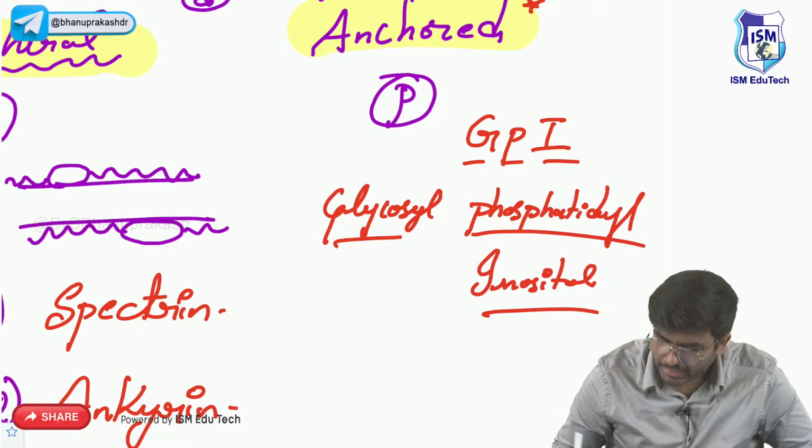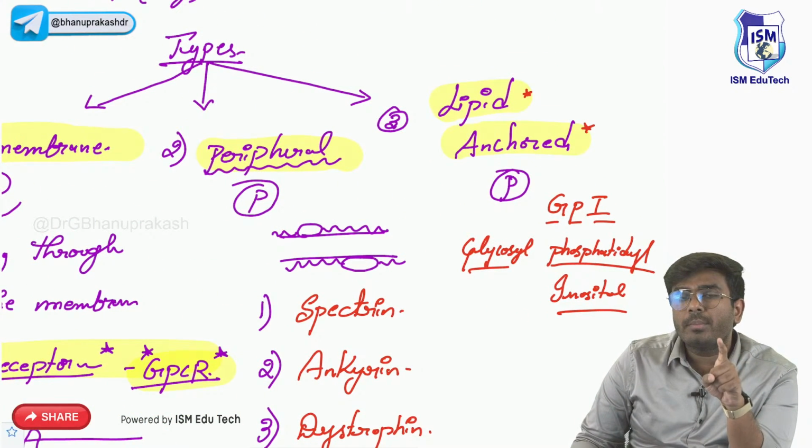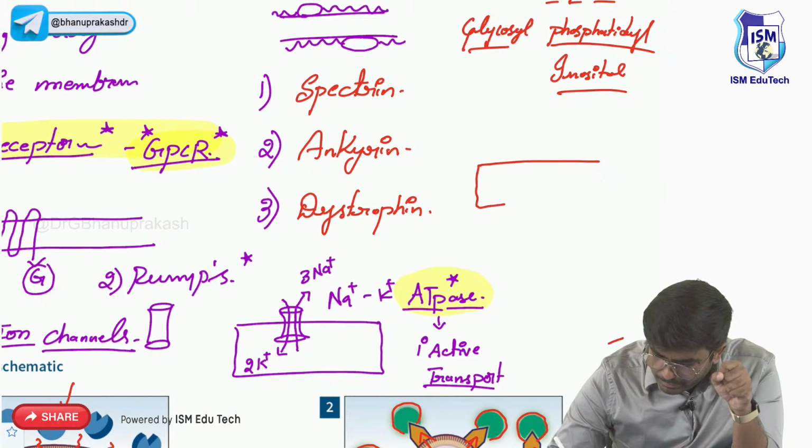Okay, glycosyl phosphatidyl inositol, GPI. GPI is a lipid anchored protein. I ask you to remember. Have you just seen? Have you remembered? See, this is the cell membrane.